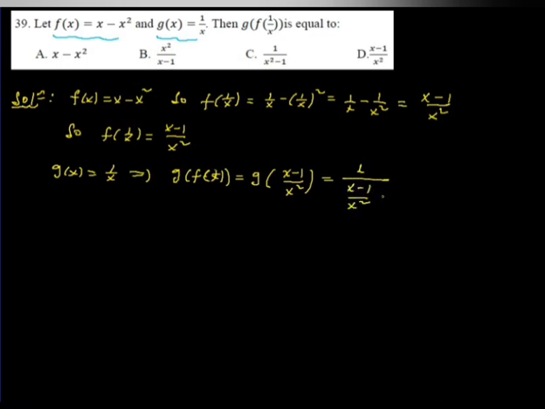Now we substitute f of 1 over x in g. g of x is 1 over x. So g of f of 1 over x means g of (x minus 1) over x squared. Okay, this becomes 1 over (x minus 1) over x squared. The result is x squared over (x minus 1). Therefore, the answer for this will be B.